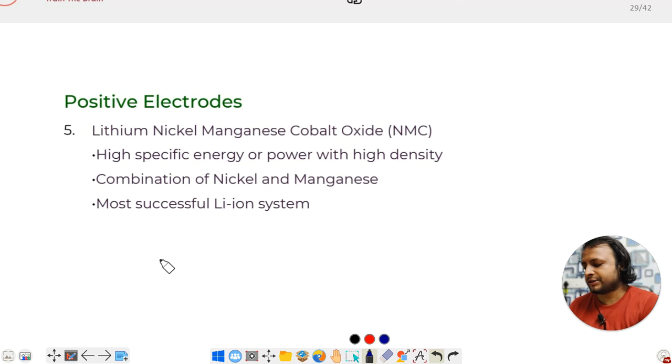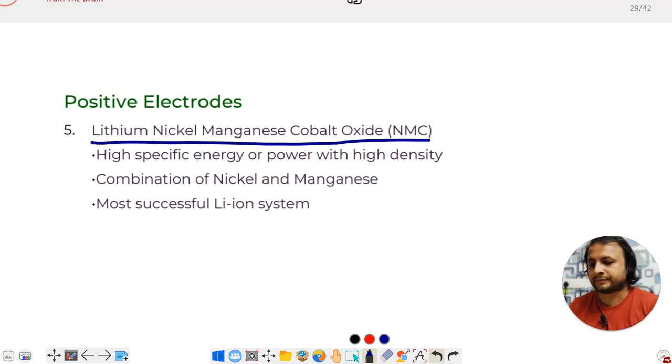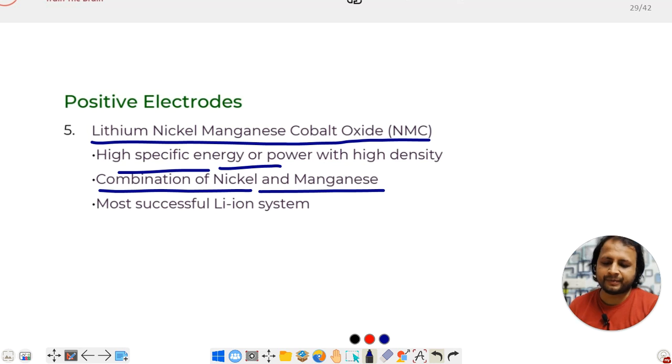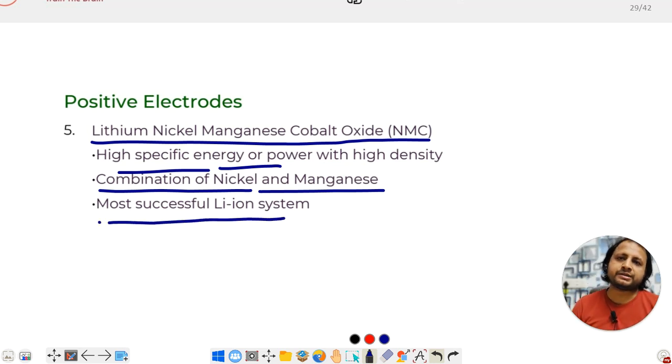And number 5 is lithium nickel manganese cobalt oxide. So this is what? High specific energy and power with high density, and the combination of nickel and manganese is making it the best and most successful lithium ion system. So positive electrodes currently are mostly made by this particular process.